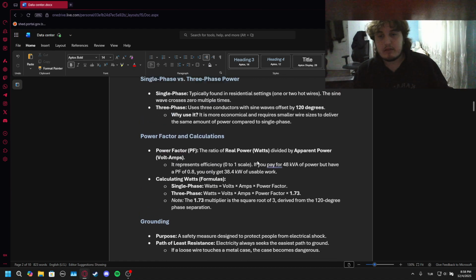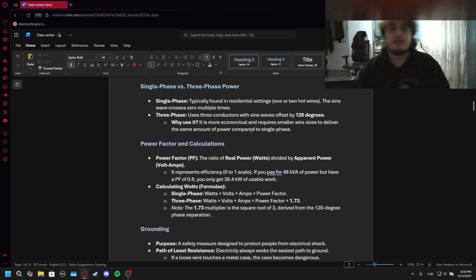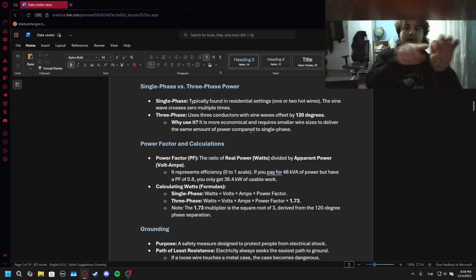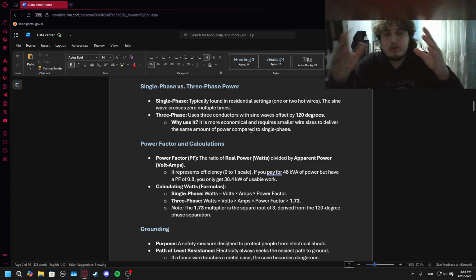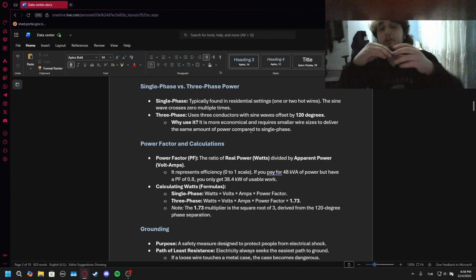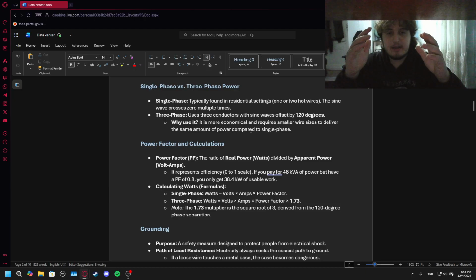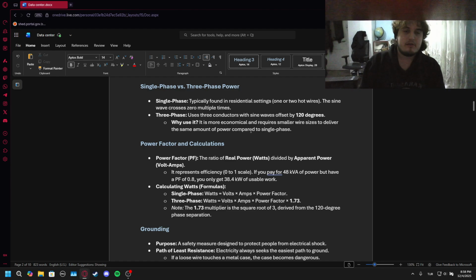Power factor and some calculations. Remember the analogy I said: this is your power potential, like how much water can come on, but only this much comes on. That's why it is. Power factor is the ratio of real power divided by apparent power. Let's say you have 800 watts and 1,000 volt-amperes. You divide them by each other, you get 0.8, for example, and you use this power factor to calculate how much real, actual usable power you get out of it.